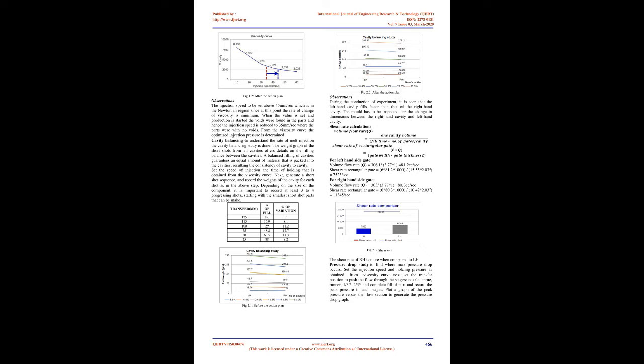When the value was set and production was started, voids were found in the parts, and hence the injection speed was reduced to 35 mm/sec, where the parts had no voids. From the viscosity curve, the optimized injection pressure is determined.